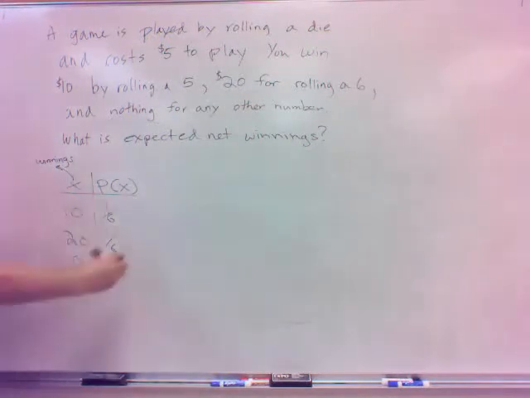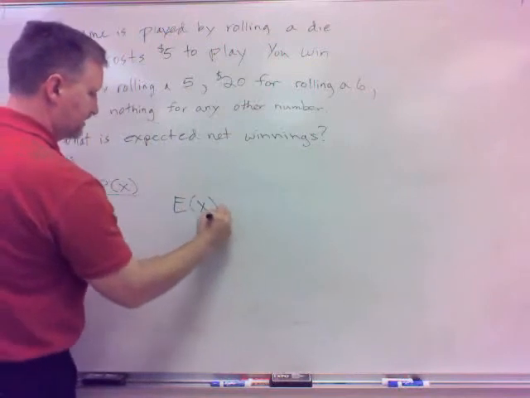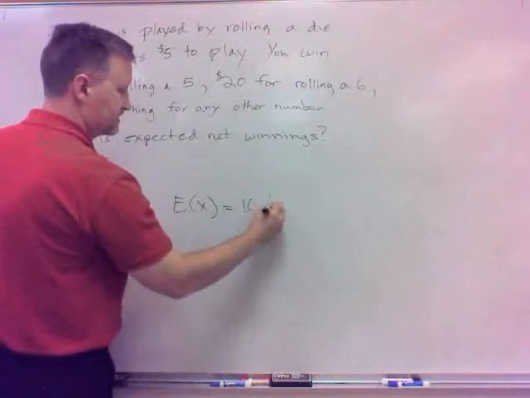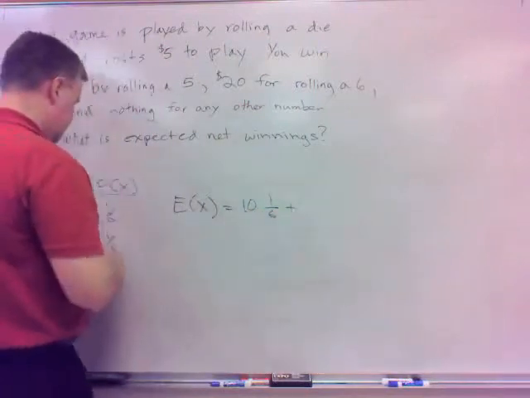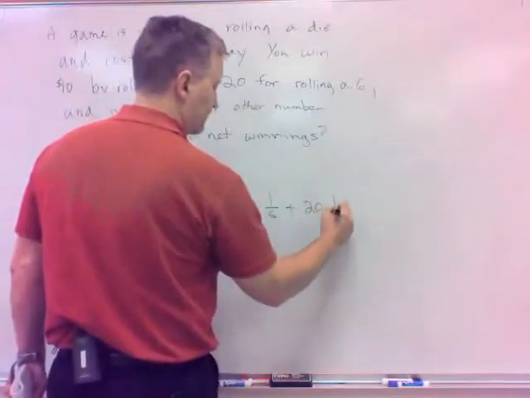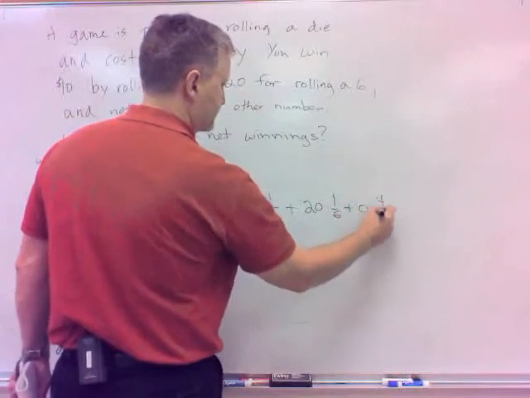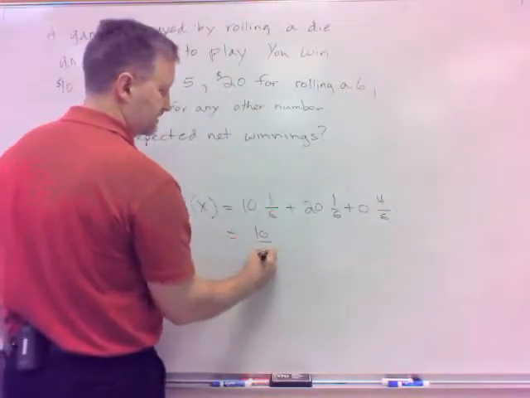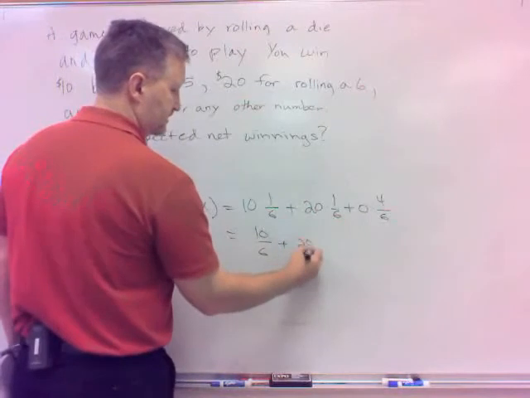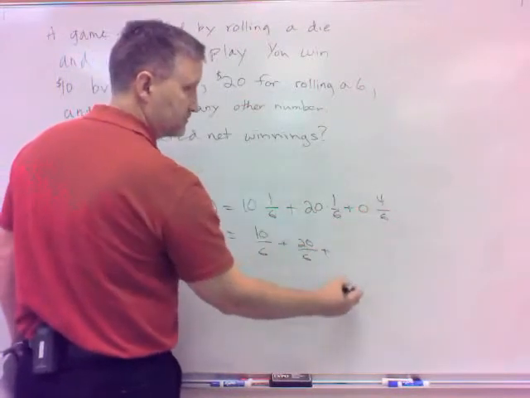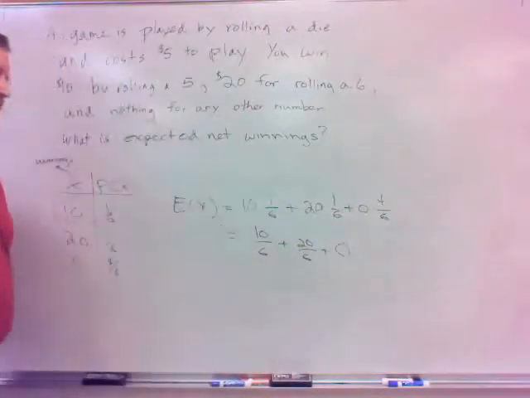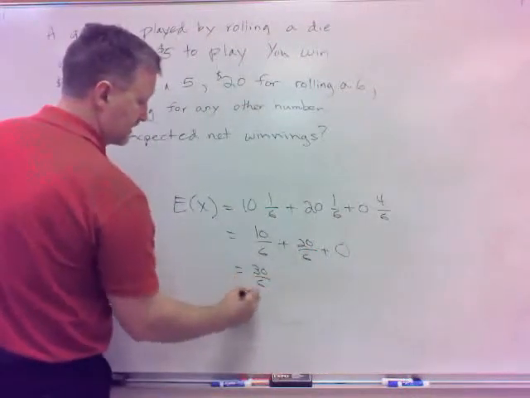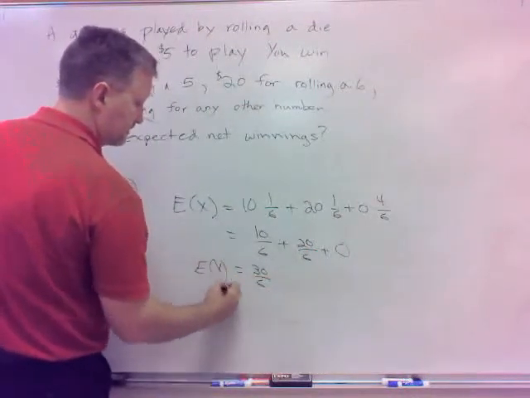All right. Now let's calculate our expected value. Expected value, you just take each x times p of x. So I do 10 times 1/6, 20 times 1/6, and 0 times 4/6. 10 times 1/6 is 10/6. 20 times 1/6 is 20/6. 0 times anything is 0, isn't it? So this is 30/6. Expected value. That's 5.